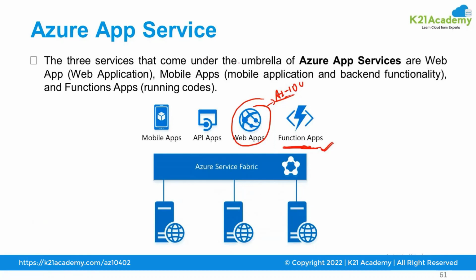Three services come under the umbrella of Azure App Services: web apps, which we had discussed; mobile apps, which is part of another course; and function apps, which is part of AZ-303 and 304. So we are focusing on this. Let's see what else is there.